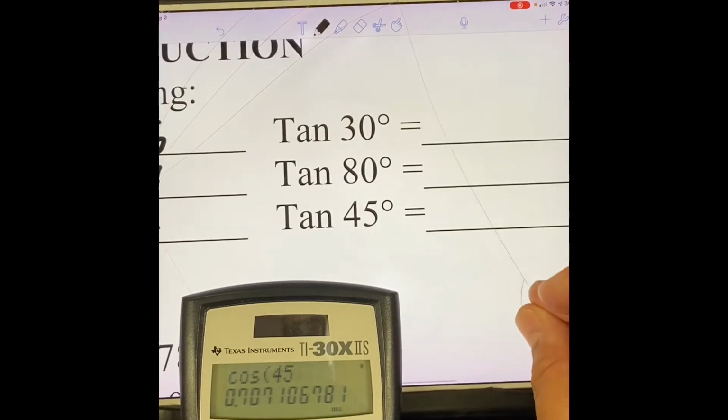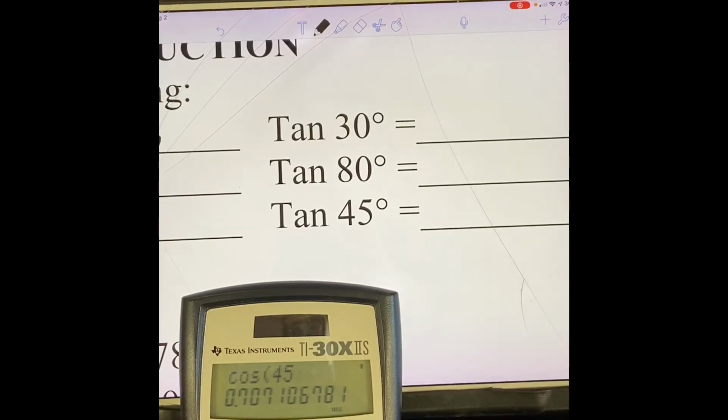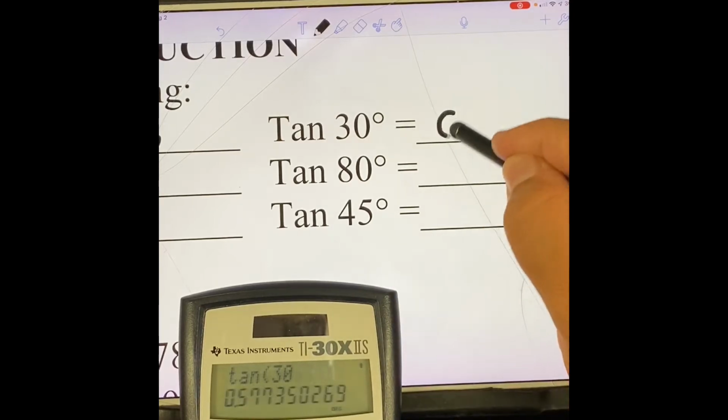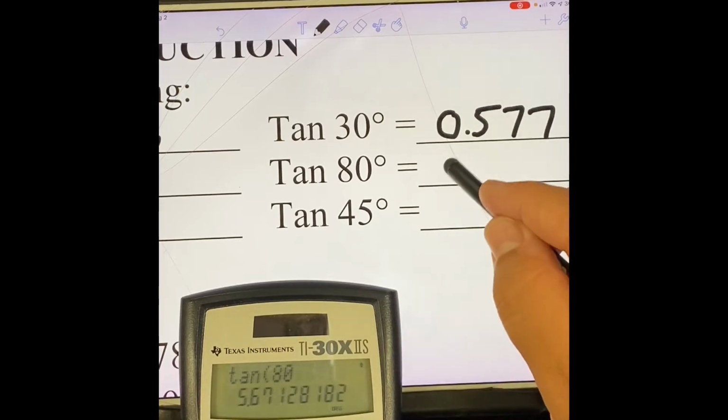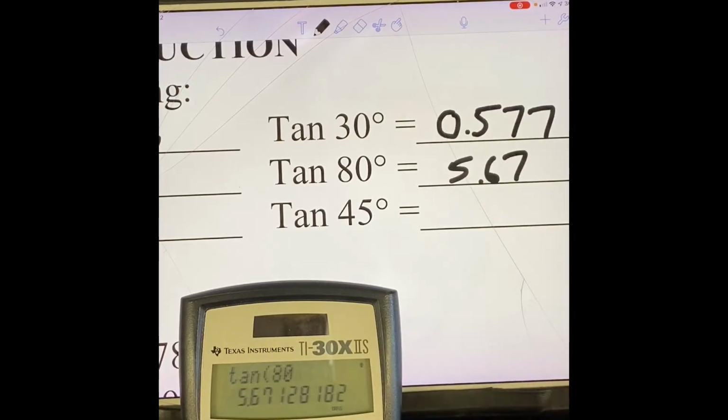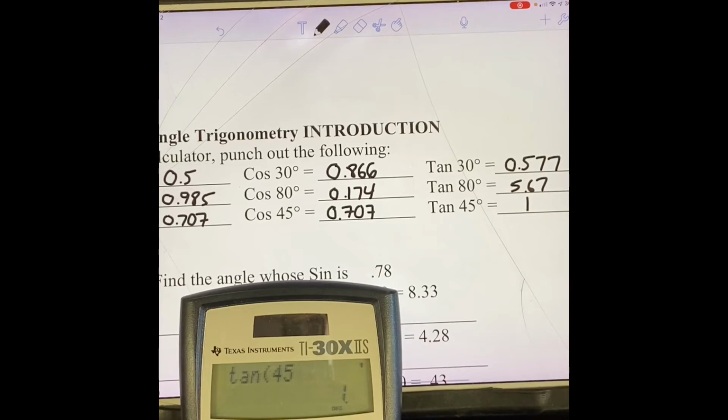Lastly, I'm going to take the tangent of 30, tangent of 80, and the tangent of 45. Tangent of 30, 0.577. Tan of 80, 5.67. Tan of 45 is 1. So in this first exercise, we are practicing putting in the sine, cosine, and tangent of an angle.